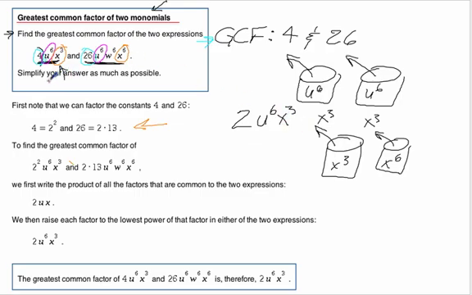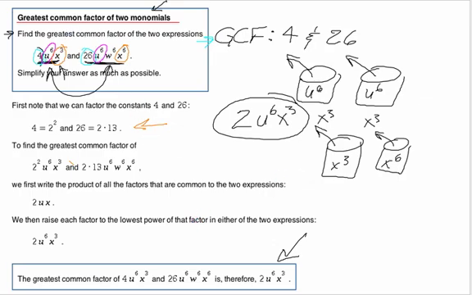And then of course there is no common factor of the w's, because there would have to be w's in both places. So this is it. We find the greatest common factor of each of the little parts, and then we put it together as our final answer, 2u to the 6th, x to the 3rd.